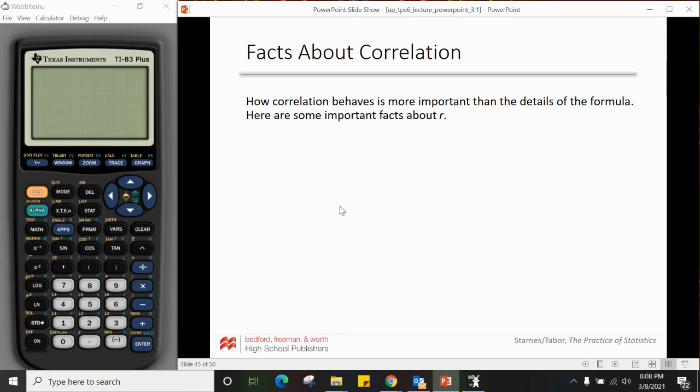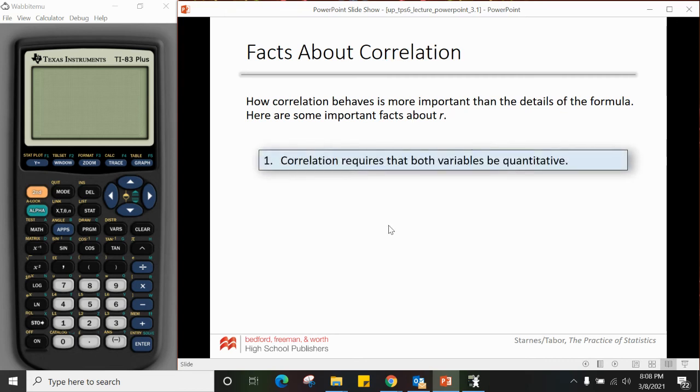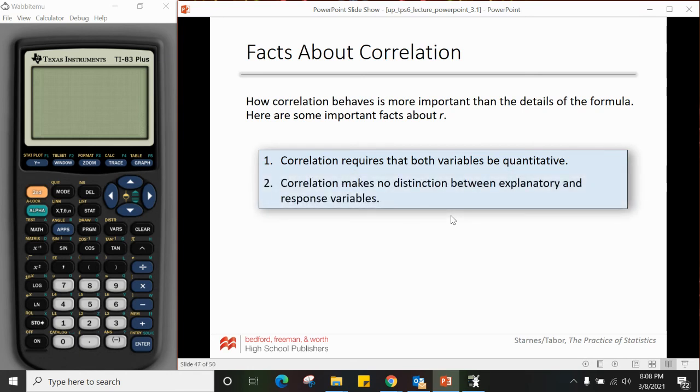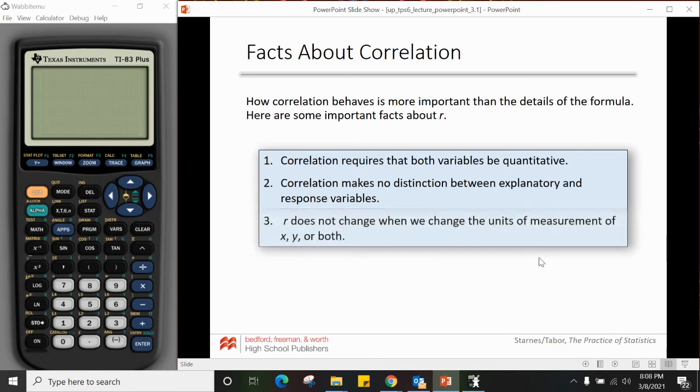This is a big point. We don't really care too much about the formula because the calculator can do it for us, but we do care about being able to interpret and understand what it is and some important facts. So correlation requires that both variables be quantitative. That makes sense. You really wouldn't do a scatter plot if they weren't already quantitative. Correlation makes no distinction between explanatory and response variables. It doesn't tell you one or the other.